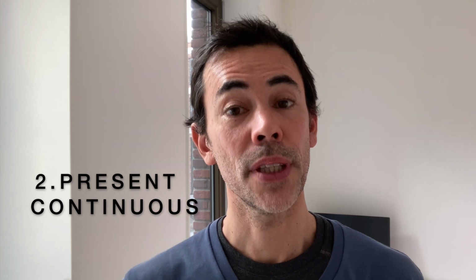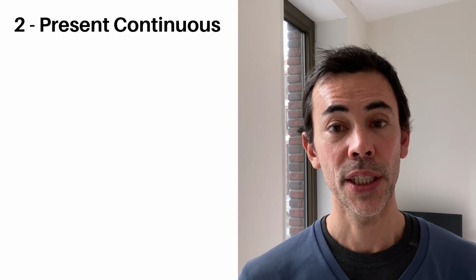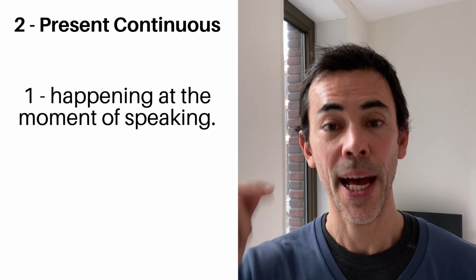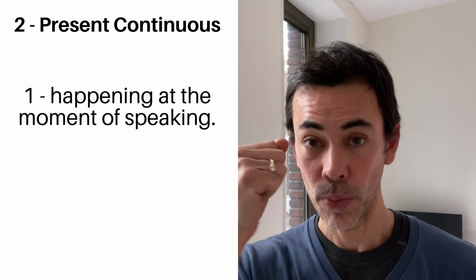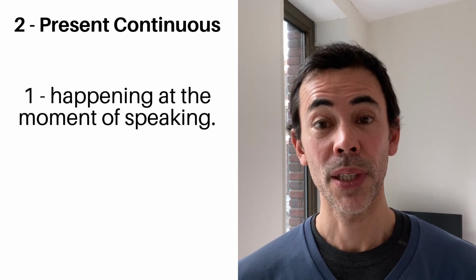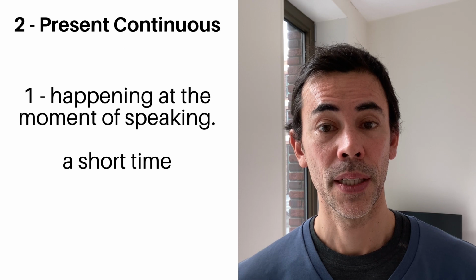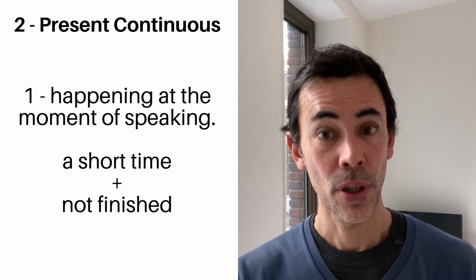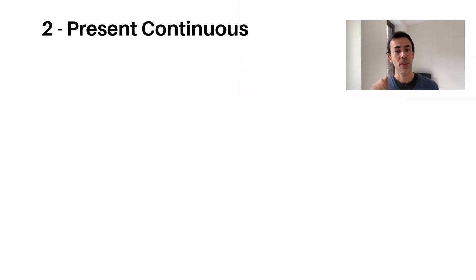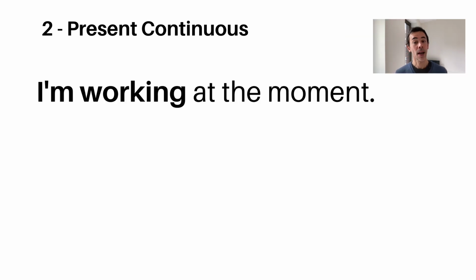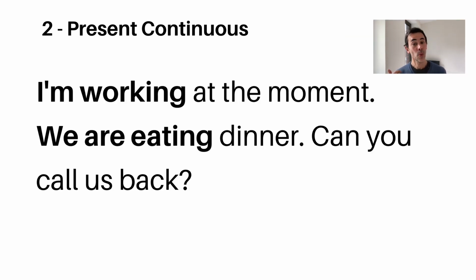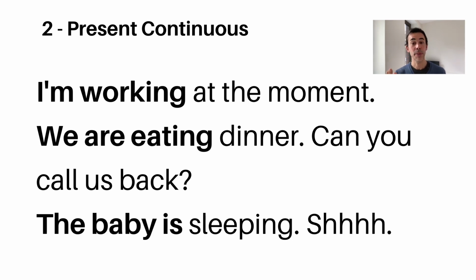The present continuous is also known as the present progressive, okay? So first, we use the present continuous when we are talking about things that are happening at the moment we're speaking. These things probably last for a pretty short time, and they are not finished when we are talking about them. For example, I'm working at the moment. We're eating dinner. Can you call us back? The baby's sleeping.